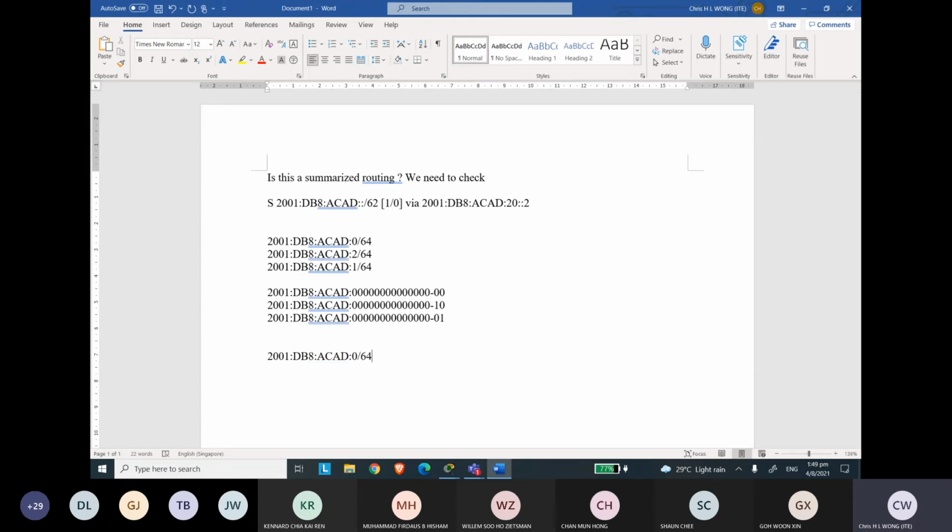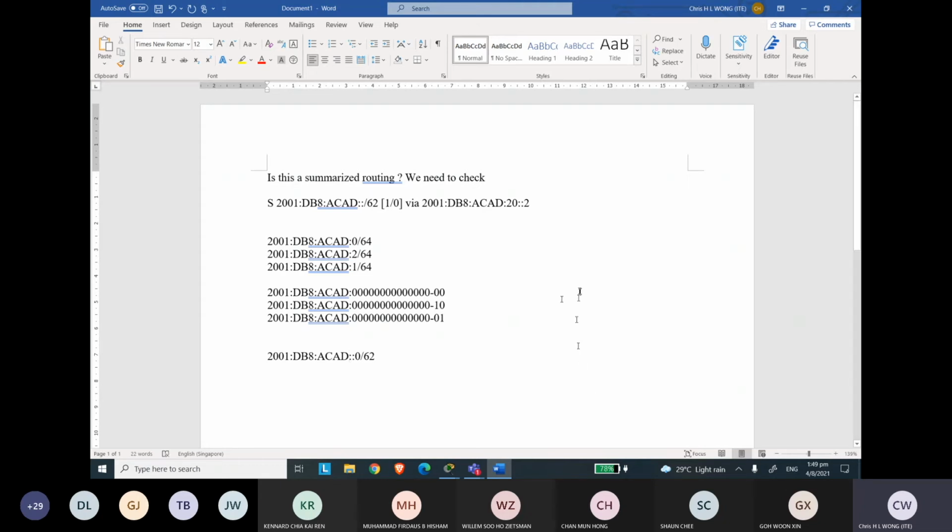The reason is that if you are using summarized routing, you must see where it stops. If it stops here, this is actually /62. From here to here is actually /62, right? So right now, no more 64. It should be 62. So this is your summarized routing. Your summarized routing is actually 0, and at the end also 0, so it should be colon 0. But since they are all 0, this 0 no need to put in.